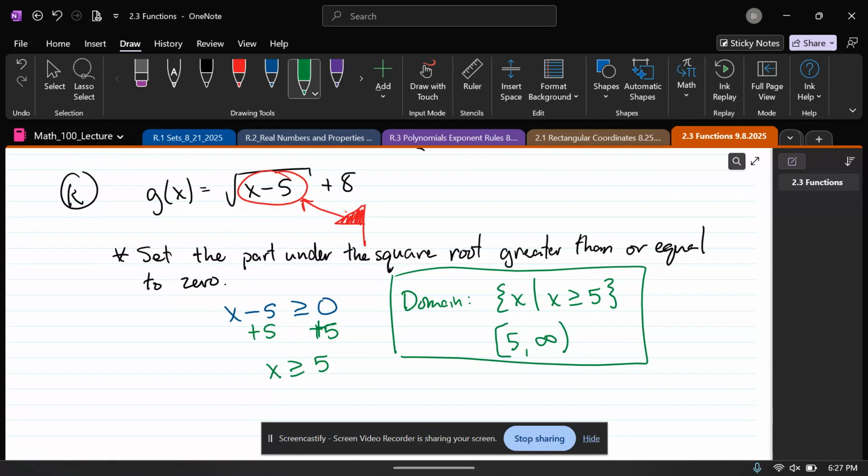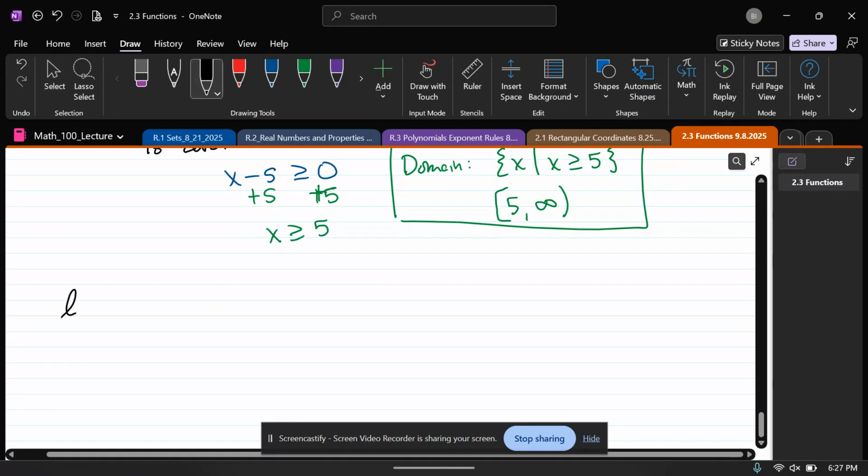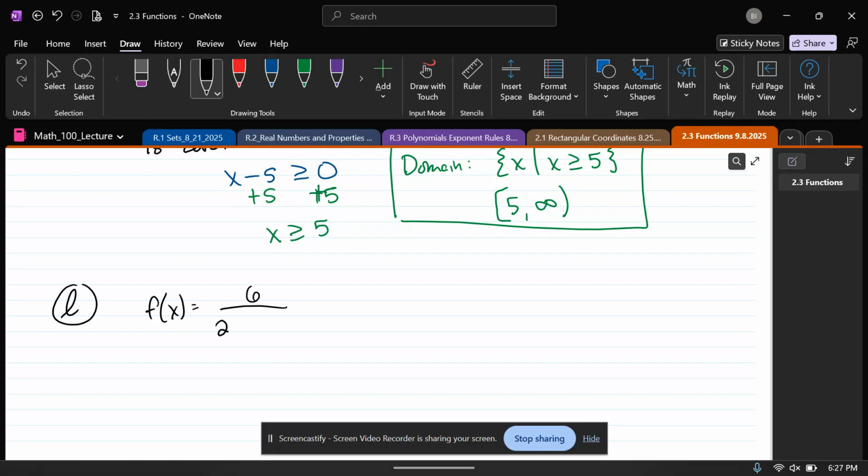Okay, let's do another one here. Let's do example L. Let's throw this one at you. f of x equals 6 over 2x plus 7.